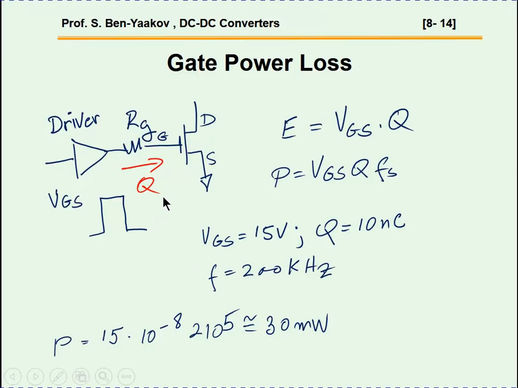Another way to look at it is to say that we have to provide a certain charge to the gate from a source of VGS, so the total energy per transition is VGS times Q, and the power will be VGS times Q times the frequency. So if you take an example, here is a smaller transistor, only 10 nanocoulomb, 15 volt VGS, frequency of 200 kilohertz, we are talking about 30 milliwatts. Of course, if the transistor is larger, or the frequency is larger, and there is a trend to go to higher and higher frequencies to make the converter smaller and smaller, proportionally the power will start building up to a larger value.